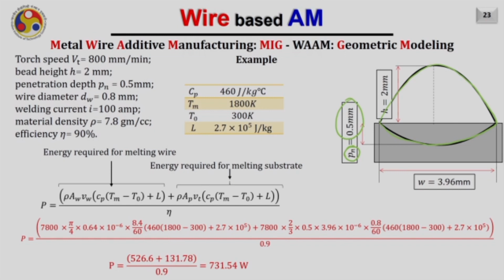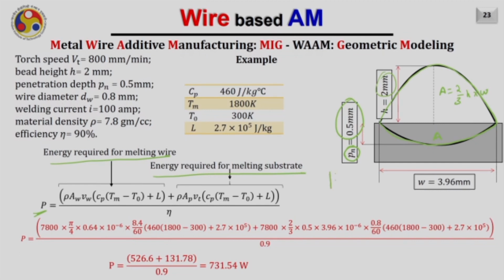Once I know the depth of the penetration is 0.5 mm, then I can easily obtain the area. In both cases, the area of the top bead and the bottom, as both are considered parabolic, will be equal to 2 by 3 height into the width. The height of the top bead deposited is 2 mm, while on the penetration side the height is 0.5. So for both cases we know this area. Now the question is how to find the energy. The energy required for melting the wire and the energy required for melting the substrate, if we sum these two, we will be able to find the total energy required.